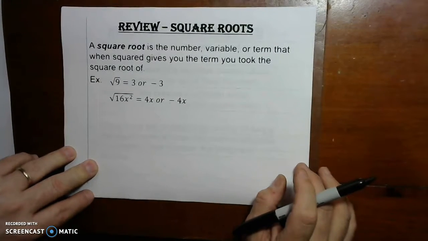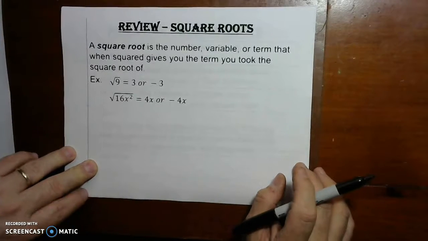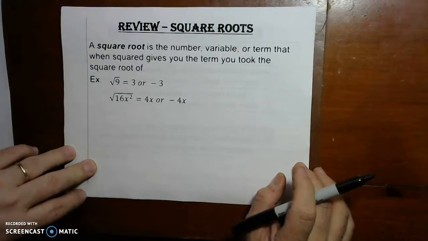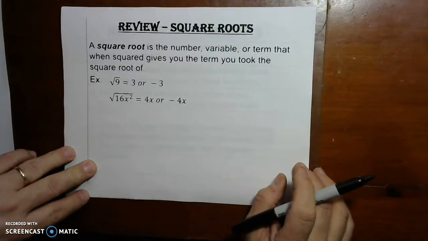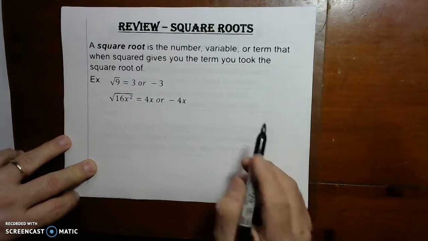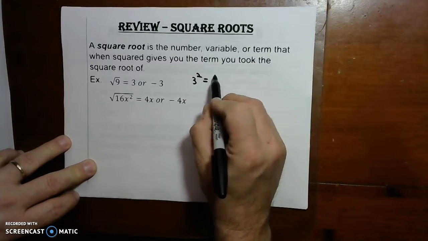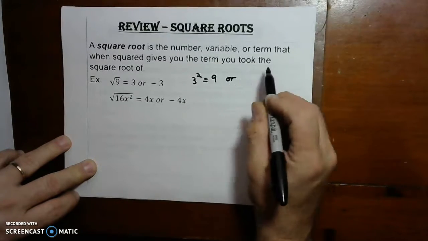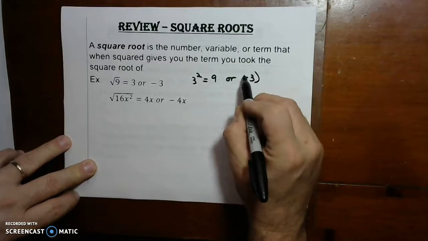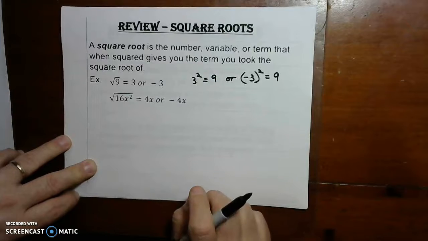A square root is a number, variable, or term that when squared gives you the term you took the square root of. For example, the square root of 9 is 3 or negative 3, because 3 squared equals 9, or negative 3 squared also equals 9.